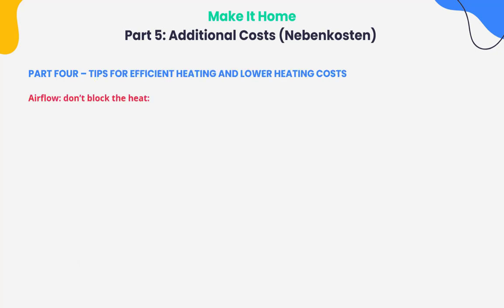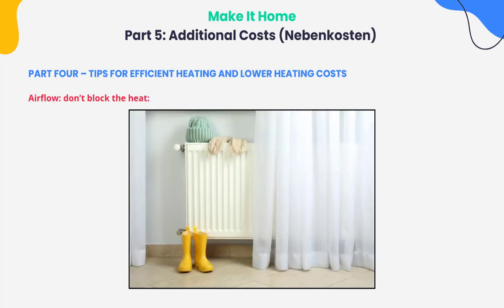Ideal airflow. Don't block the heat. Radiators need space to work properly. For good airflow, don't cover radiators with furniture and avoid long curtains hanging directly in front of them. If warm air can't circulate, parts of the room will stay cold even if the heating is running at full power. That means higher costs without more comfort.